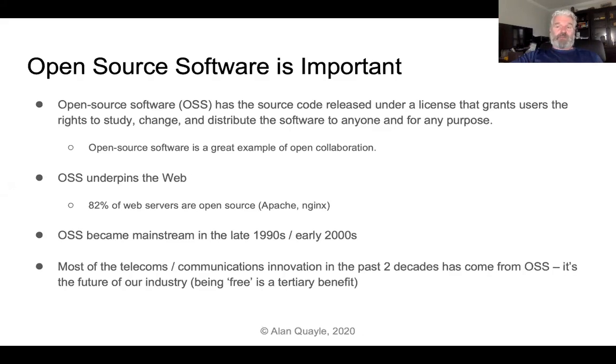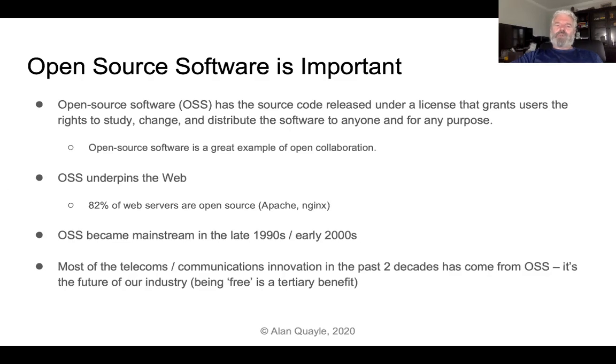82% of web servers run on open source software, principally Apache and Nginx. Now, open source software became mainstream in the late 1990s, early 2000s, and you're going to see that date pop up time and time again as I review some of these projects.